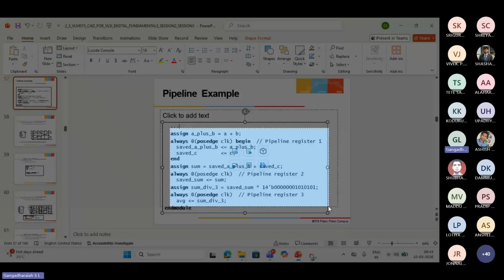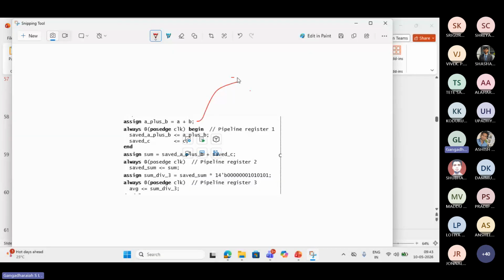See now, first I do A plus B. A plus B is assigned to, let's say, A underscore plus B. Please understand. Now I declare another one. What is it supposed to be? Is it supposed to be a register here? Saved underscore A underscore plus B, I assign it to A plus B. And again, there is one more input. I assign this C to saved underscore C. It is one possible scenario, of course.